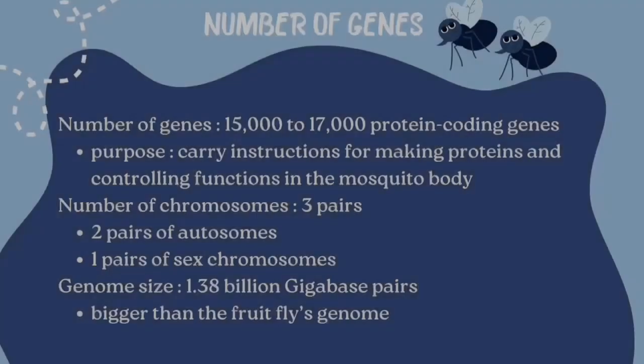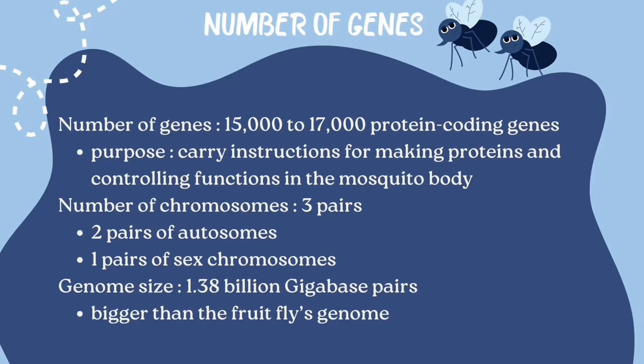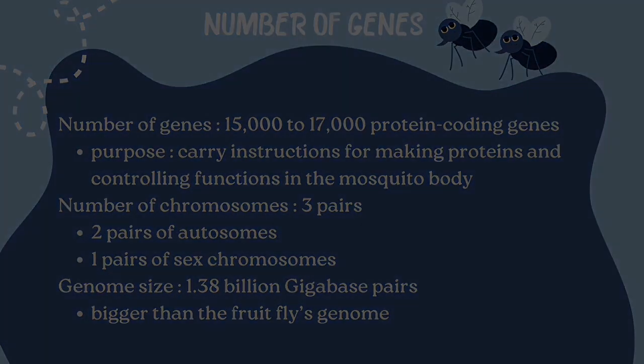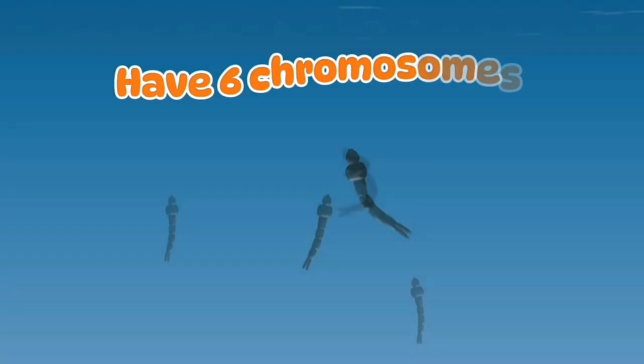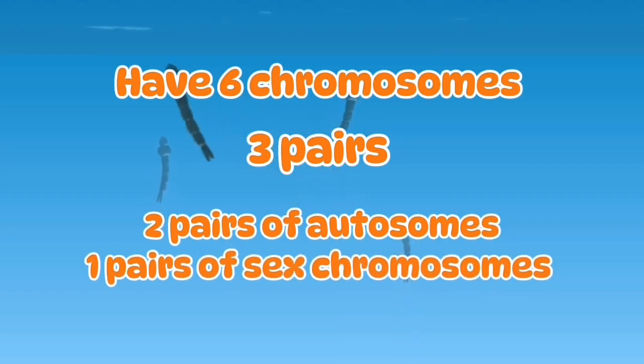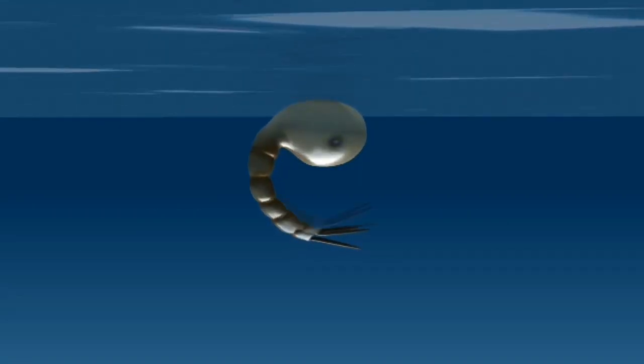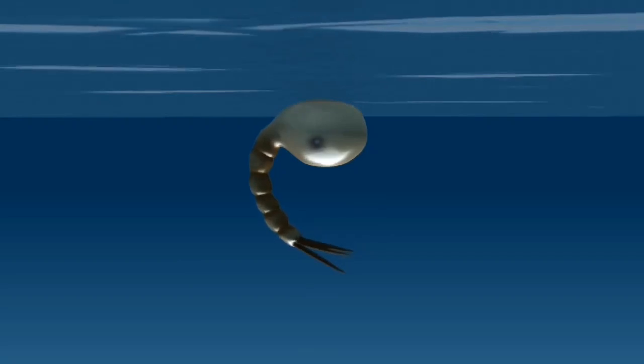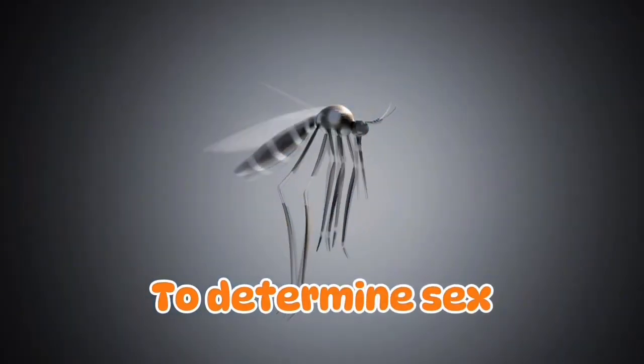Next, we go to the number of genes. Aedes aegypti has approximately 15,000 to 17,000 protein coding genes. These genes are segments of DNA that give instructions to make proteins and control biological processes such as reproduction and growth. Aedes aegypti has 6 chromosomes arranged in 3 pairs, 2 pairs of autosomes and 1 pair of sex chromosomes. Unlike in humans, the mosquito uses this M locus system to determine sex.